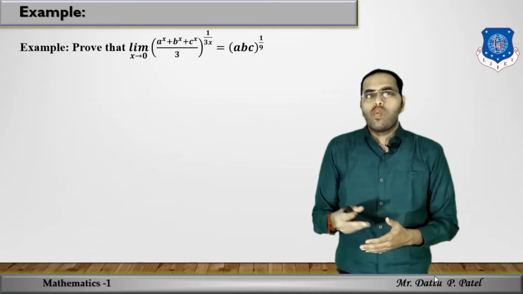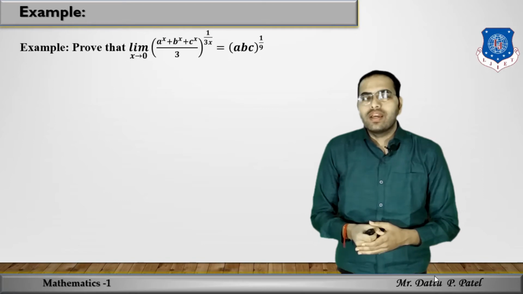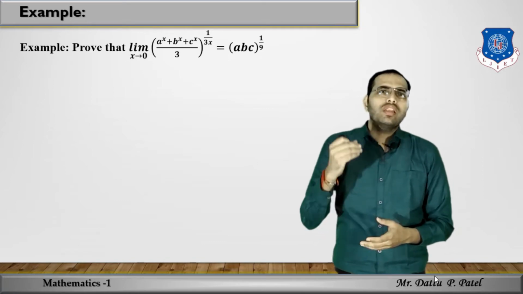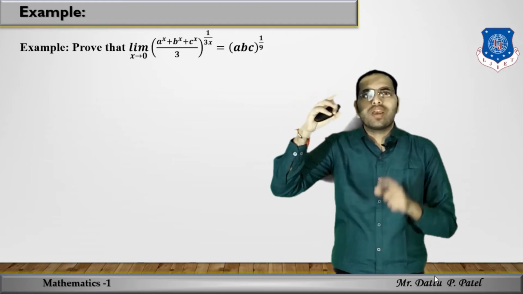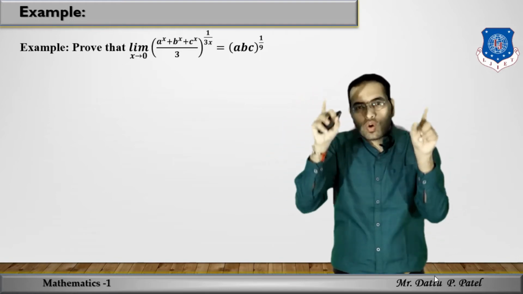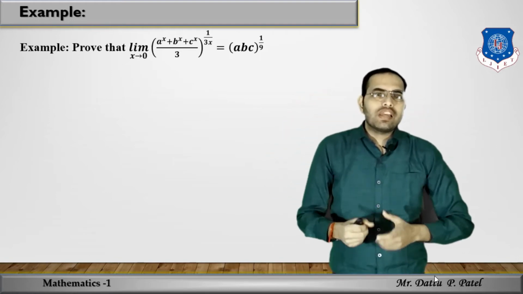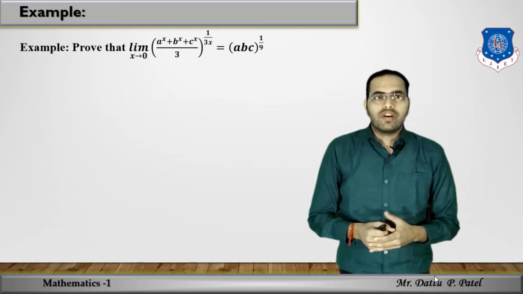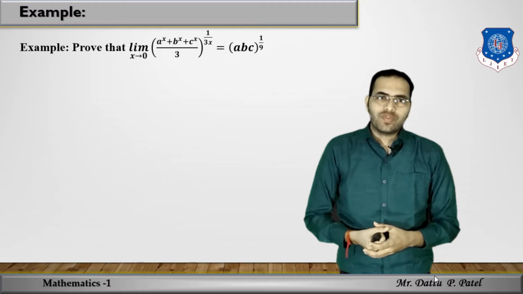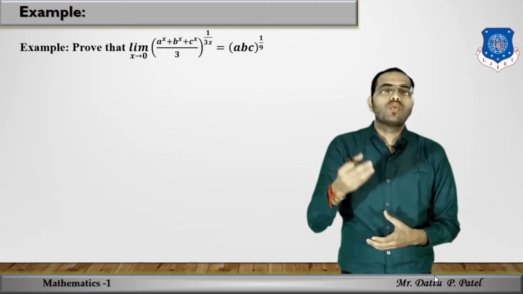Let's see one example. Prove that limit x tends to 0, inside the bracket a raised to x plus b raised to x plus c raised to x divided by 3, whole raised to 1 upon 3x, equals abc raised to 1 by 9. Firstly, which form does it satisfy? That obviously is 1 raised to infinite.